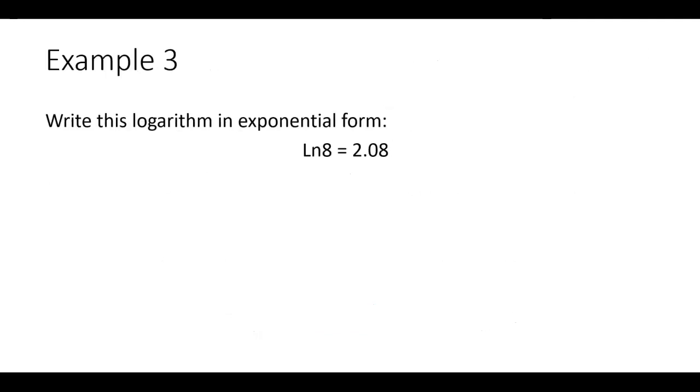Let's go ahead and do this. Write this logarithm in exponential form. So, I see the letters ln. So what's my base? E. So I'm going to put e. And the power is the one after the equal sign here. So that's going to be 2.08 equals the other number, which is 8. Okay?